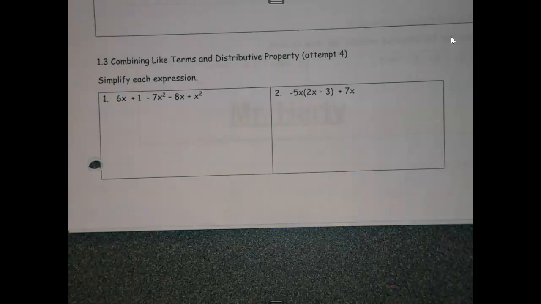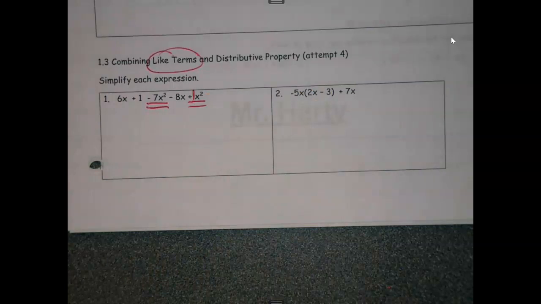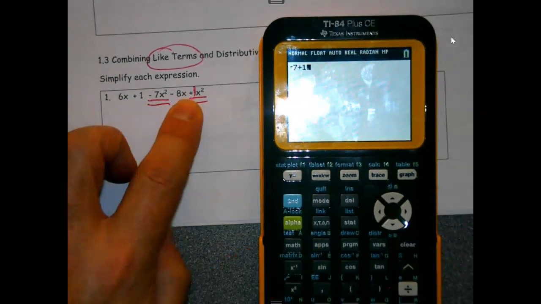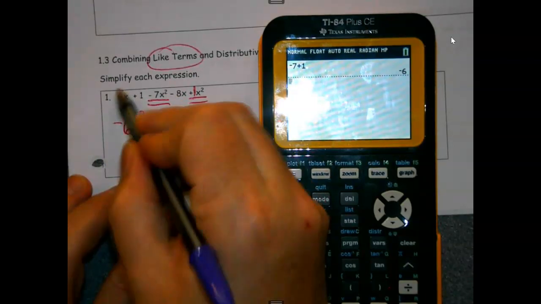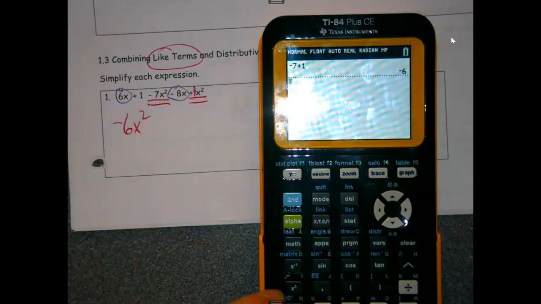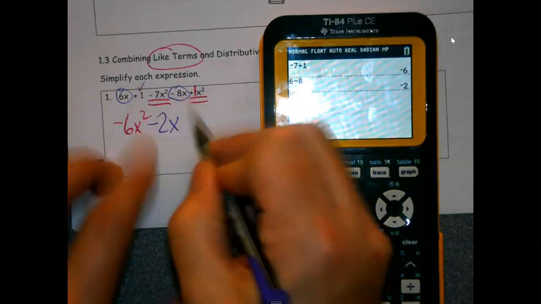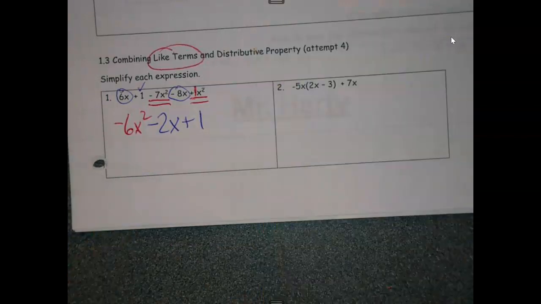Simplify the expression. Combine like terms. Find my x squareds first. Add them up, but watch the signs. So here, that is -7 plus 1, -6x squared. 6x and -8x. 6 minus 8 is -2x. And that is the only plain number. Okay? So just because it's combined doesn't mean it's plus every time. It can be other signs of things.